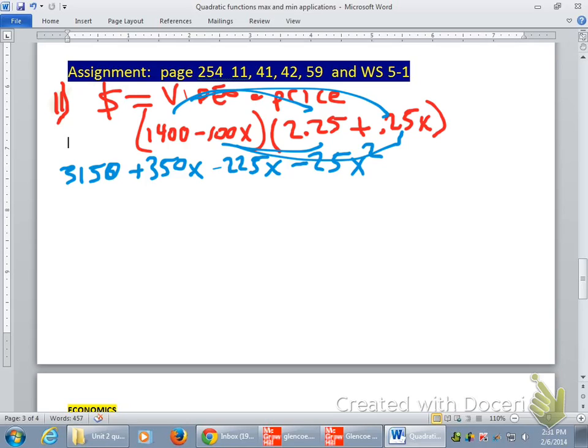I would look for the maximum. I think that's what they asked us for. What price? They asked us for what price will give us the maximum. So I don't actually need the maximum. I just need to know what price will give it to me.